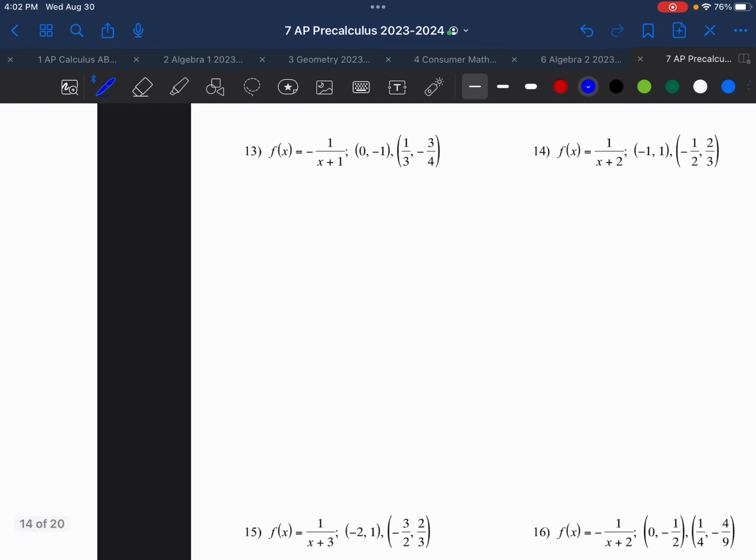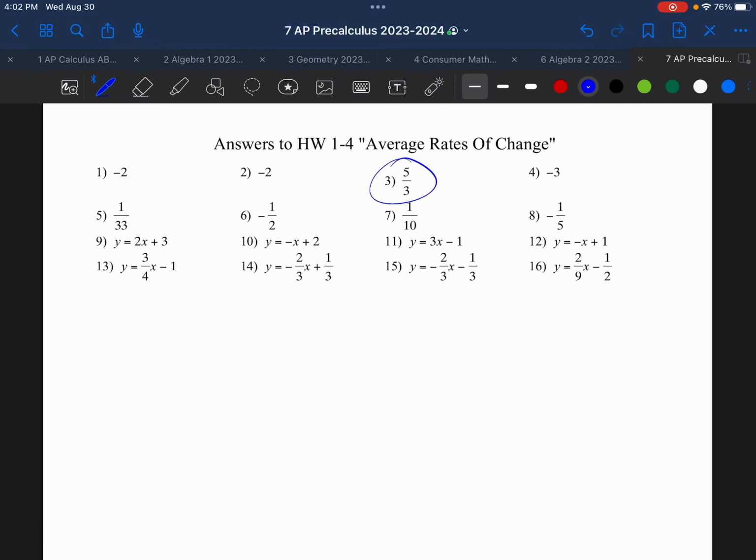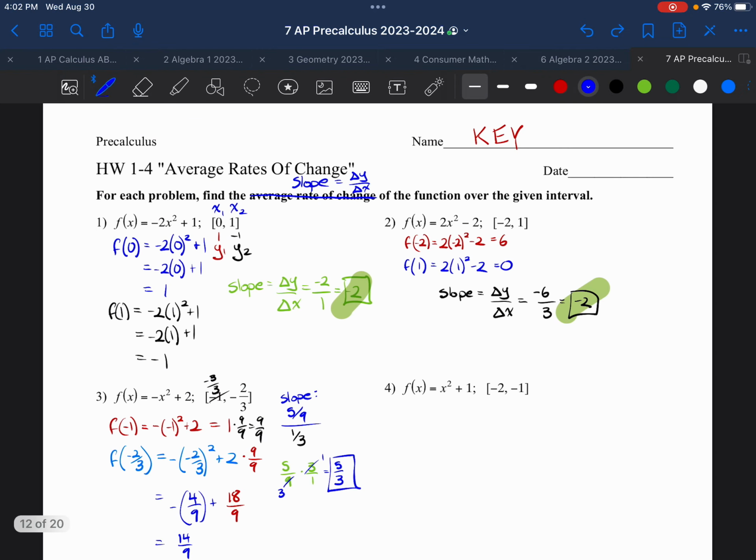Number 3, 5/3. I got it right. I will highlight this in green. I didn't mean to double tap the 5/3.